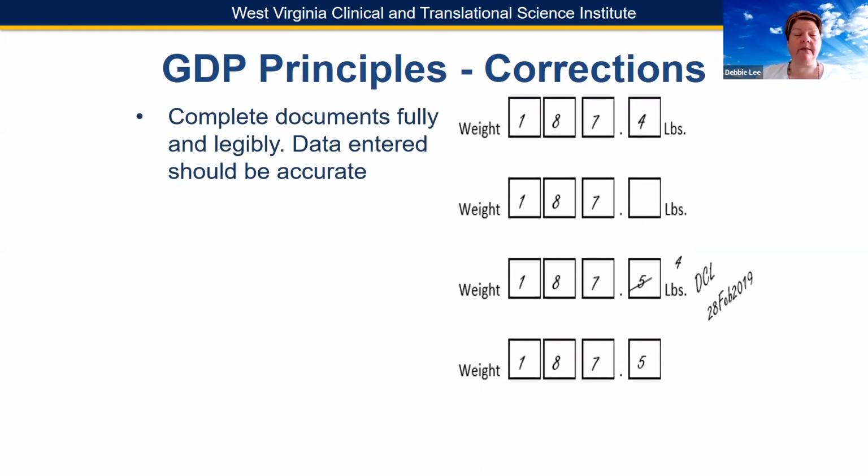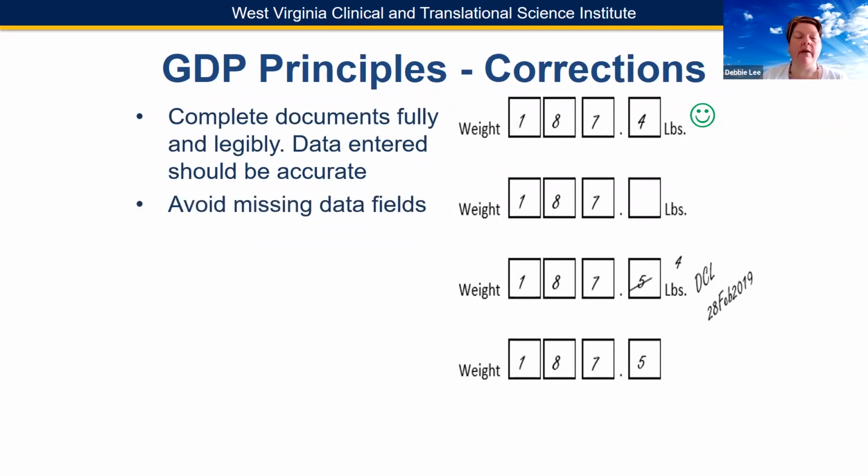So, complete documents, right? We talked about that with ALCOA. Complete documents, fully legible, data entered, should be accurate. So I do have a green smiley face there because my first entry is complete, 187.4 pounds. That's good, good to go.